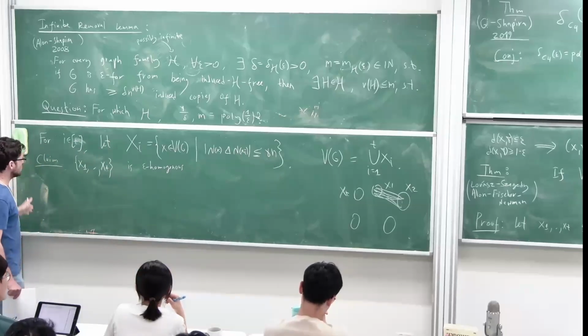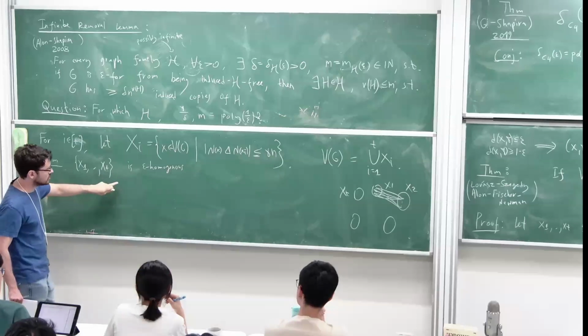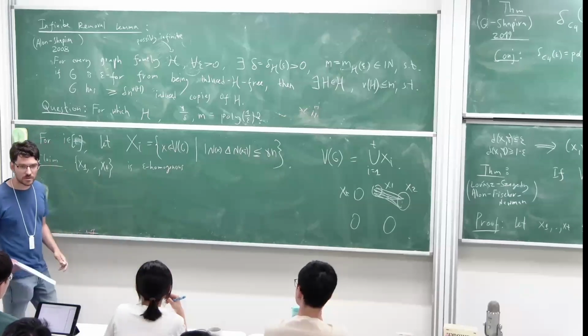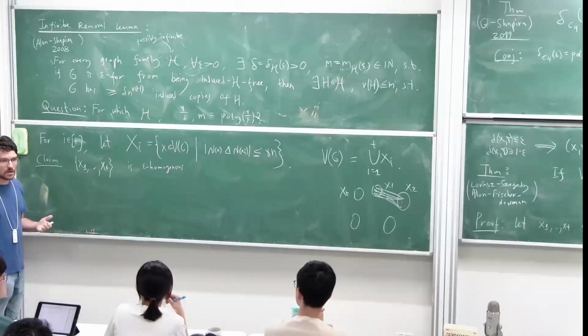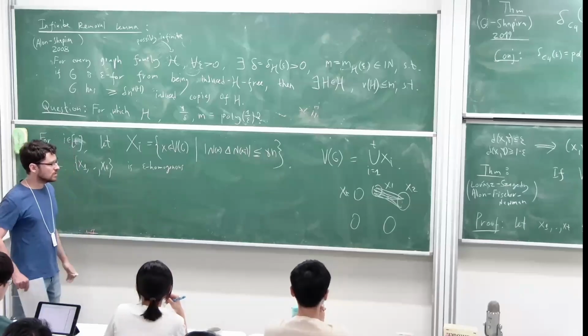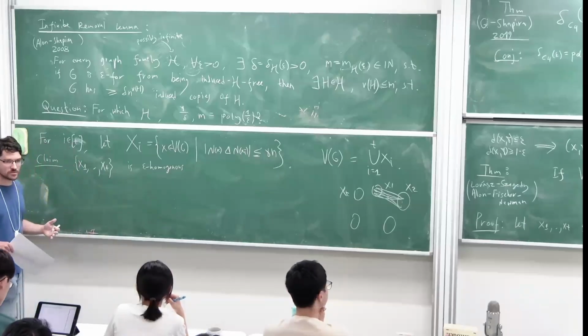But before that, observe that this is not necessarily an equipartition. The parts, these Xi's, don't have to be of the same size. So let's define what it means to be epsilon homogeneous if the parts are not the same size.